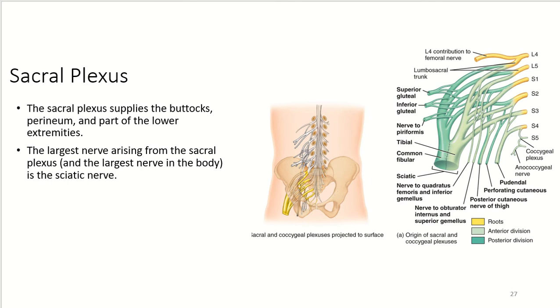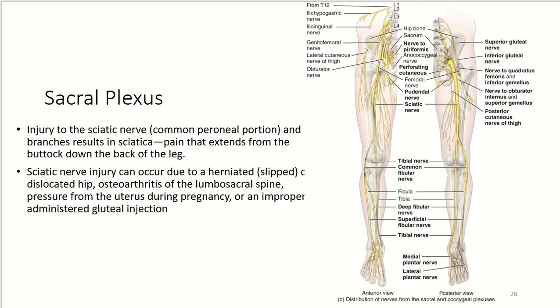Next, we have the sacral plexus. This is going to supply the buttock, the perineum, as well as parts of the lower extremities. The largest nerve that arises from the sacral plexus, as well as the largest nerve in the body, is the sciatic nerve. And that often causes a lot of pain, a pain in the lower back and the butt area if you have sciatic nerve pain. So a little bit more about the sacral plexus.